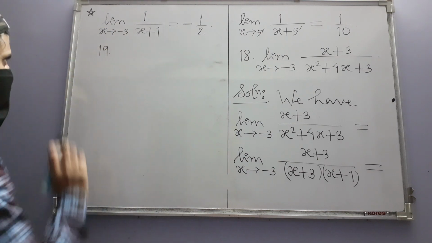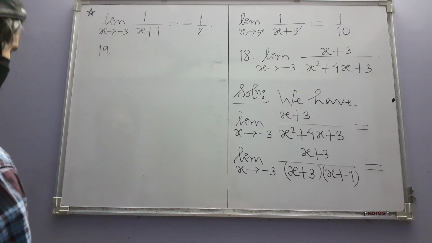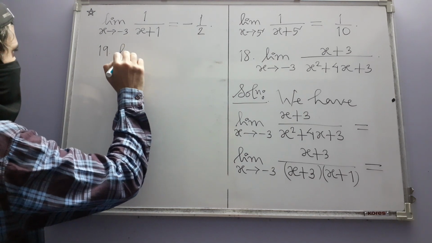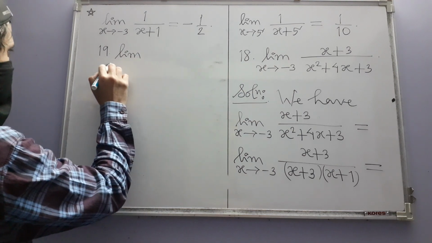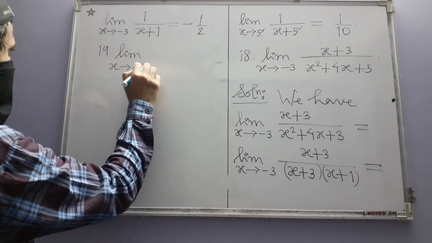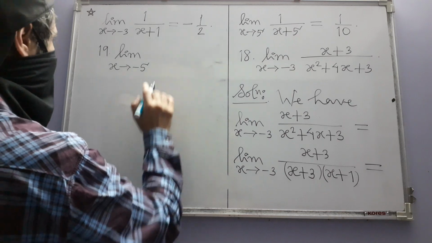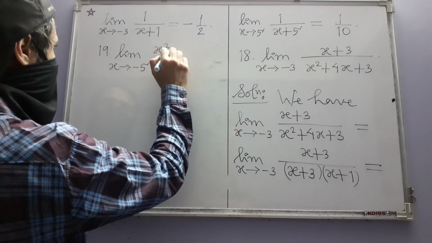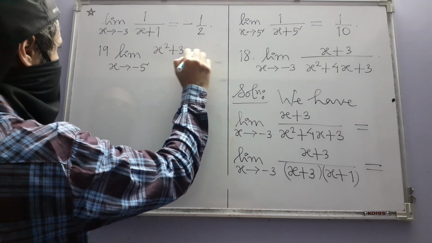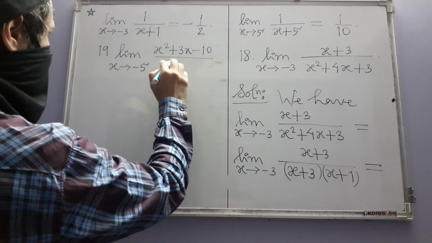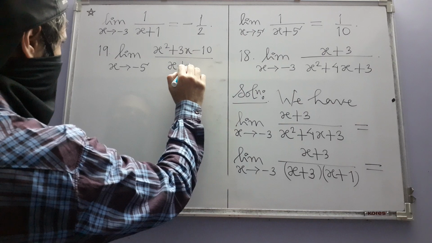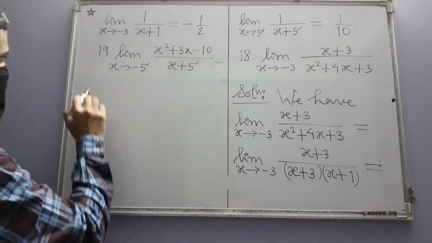Then 19. The 19th one is this: limit as x approaches minus 5 of x square plus 3x minus 10 divided by x plus 5.